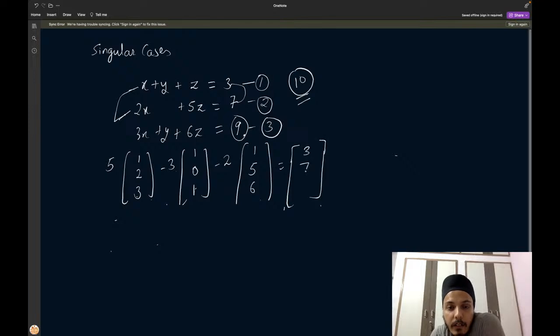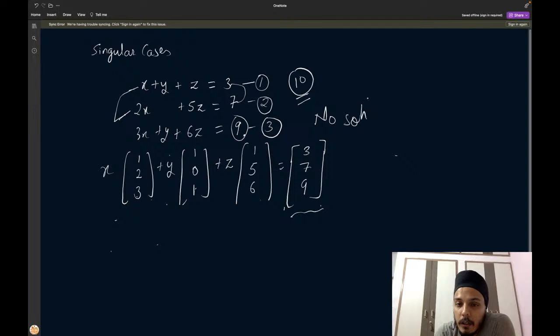So here we have 3, 7 and 9. Now here we have x, y and z. So some combination should give us this 3, 7 and 9, but we know that adding equations on the left and adding equations on the right does not add up, so we won't have a solution. So for this case we have a no solution case. So this is a singular case with no solution.